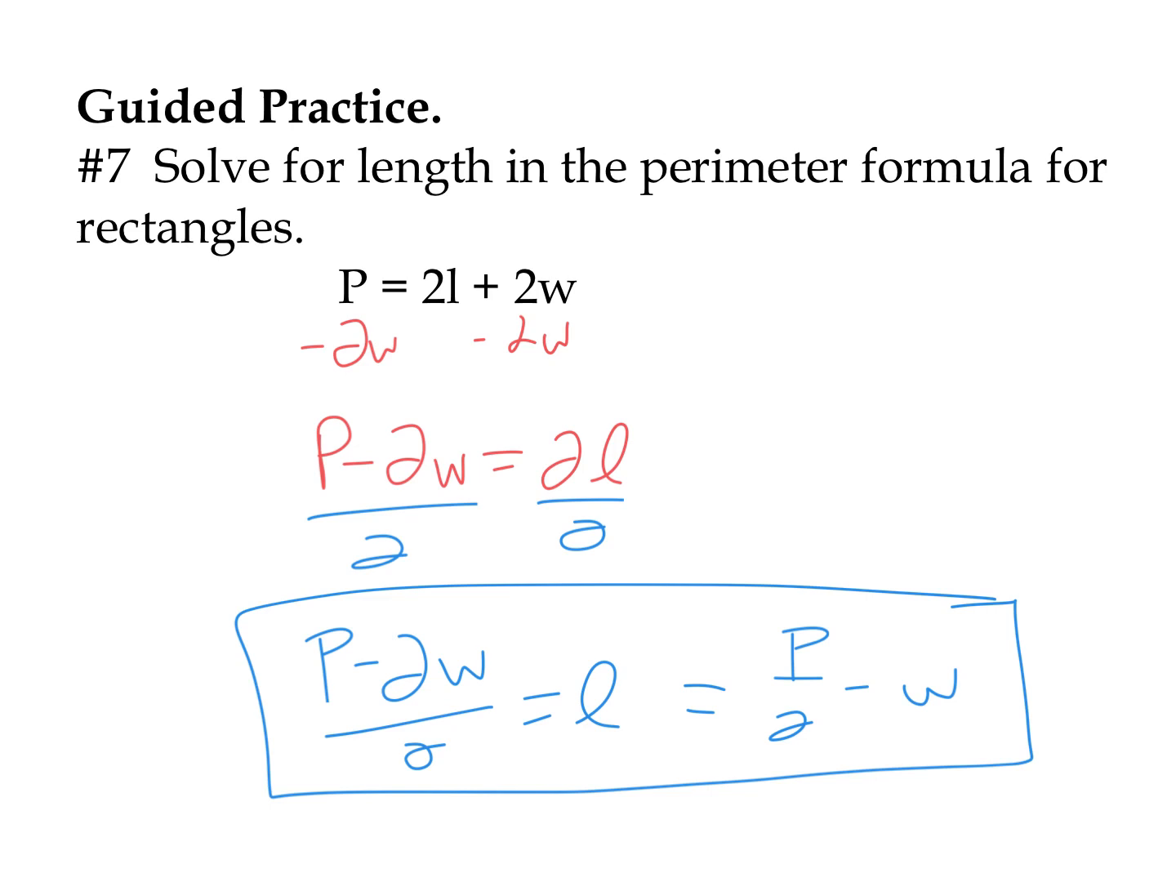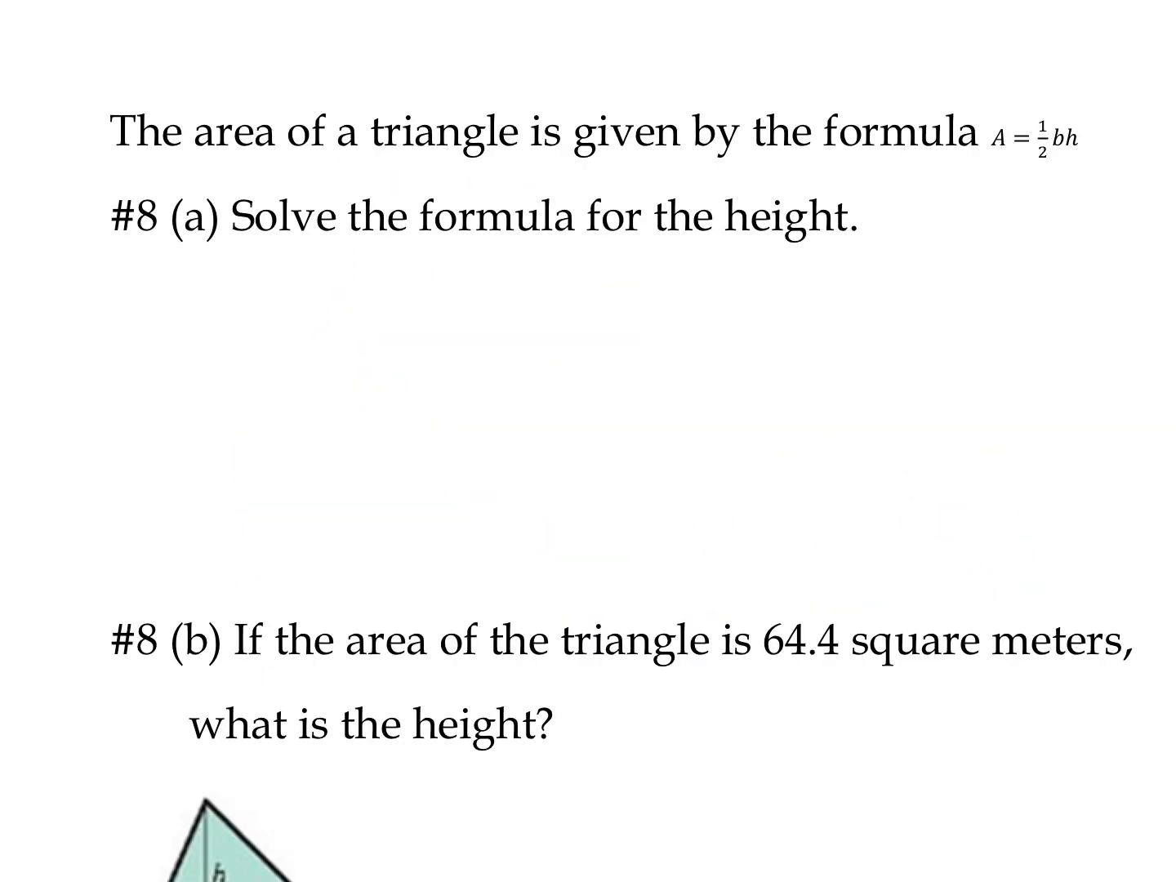Okay, so we have 2 variables. This is L in terms of P and W. Remember, that's the way we can word that. In terms of means we're getting the variable equal to something that's in terms of other variables. All right. Let's look at one more example here with a formula for the area of a triangle.